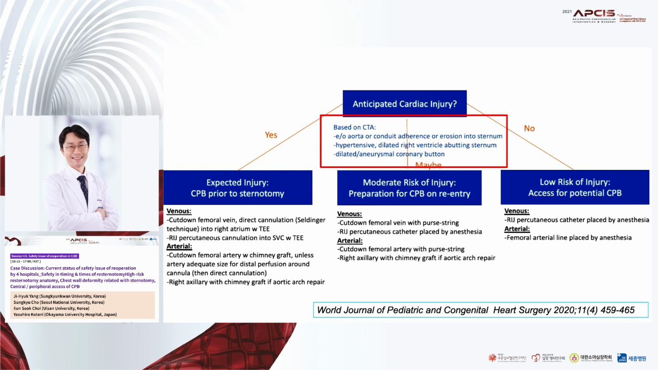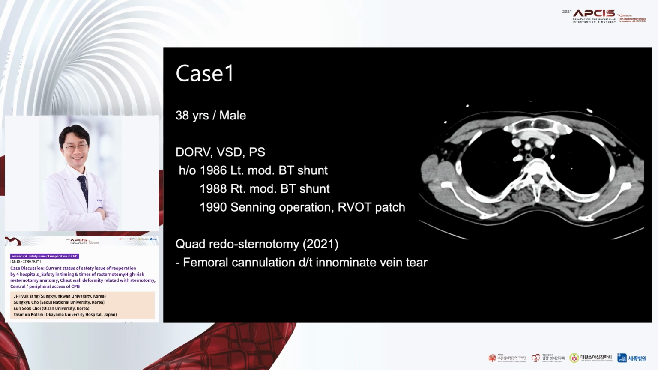Based on the preoperative CT scan, surgical strategies should be established, especially by carefully observing things such as aorta or conduit adherence or erosion into the sternum, a hypotensive dilated right ventricle abutting the sternum, and a dilated aneurysmal coronary button. I'd like to introduce some cases from now on.